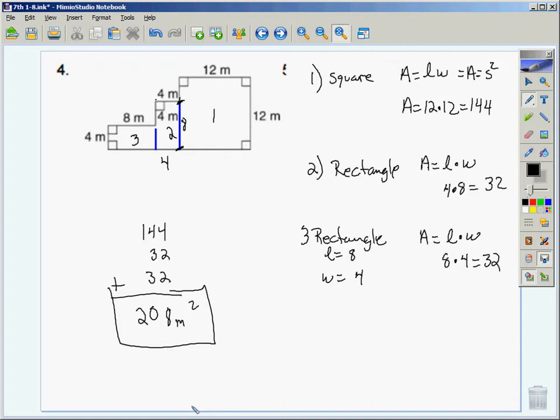This is just an answer. I don't expect to see just numbers on your sheet of paper. I expect to see the steps and the work involved in how to get there. Questions on how we did number 4? Can I go to the next one?